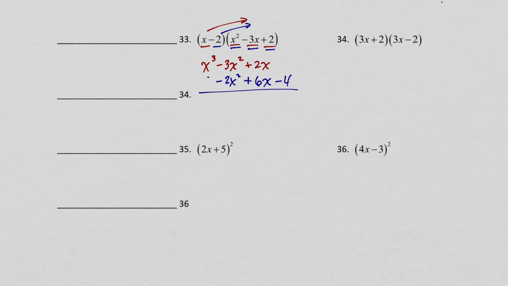And this is going to add up to, that adds up to x cubed. This column adds up to a negative 5x squared. This column adds up to a positive 8x. And this column adds up to a negative 4.